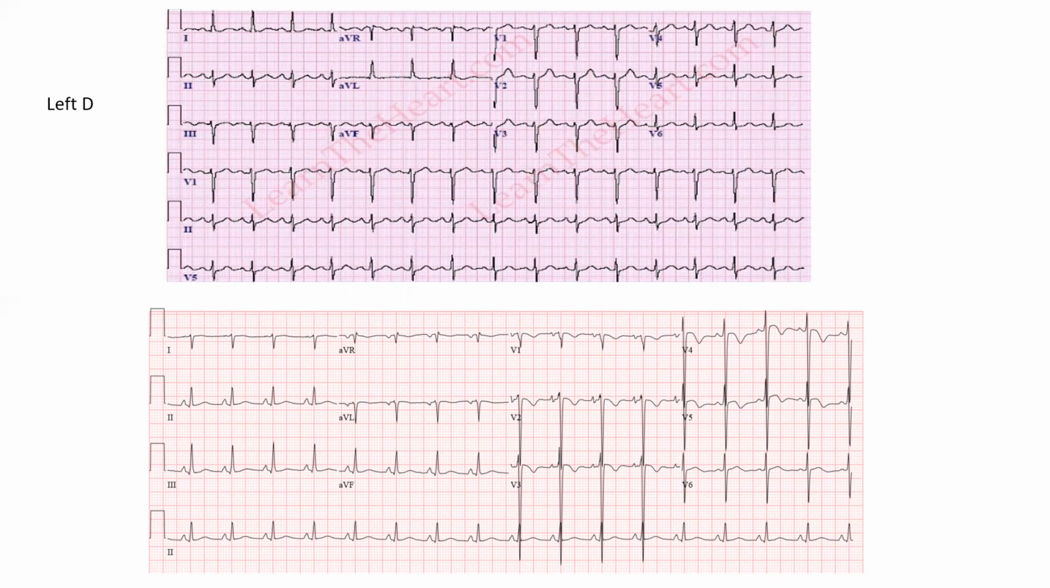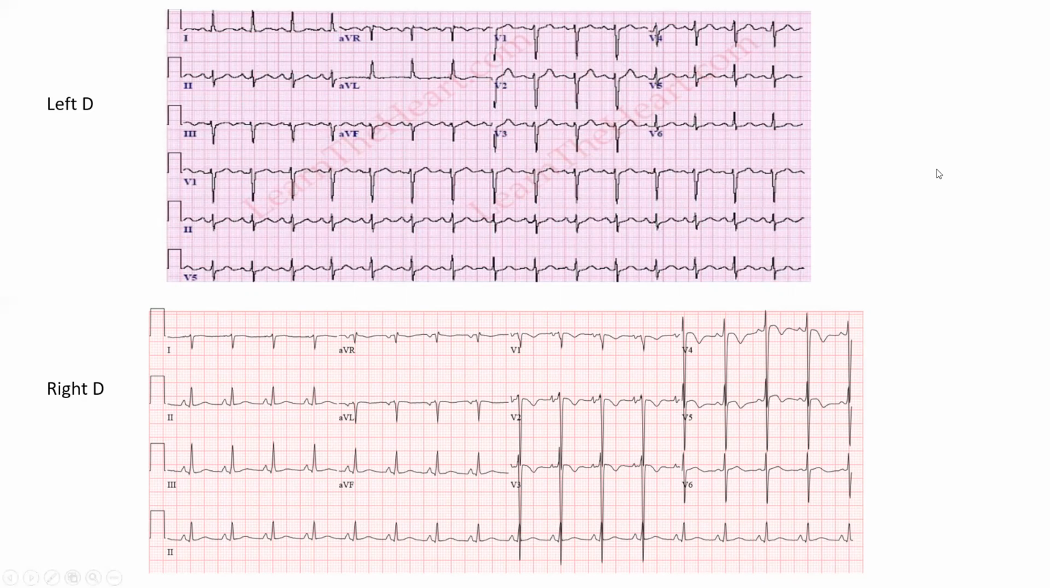In the lower panel, we can see that in lead one the R to S ratio is lower than 1, so lead one is negative, and for aVF the R to S ratio is bigger than 1, so aVF is positive, which means it's a right deviation. So it's pretty easy.